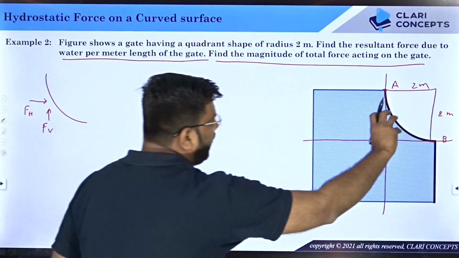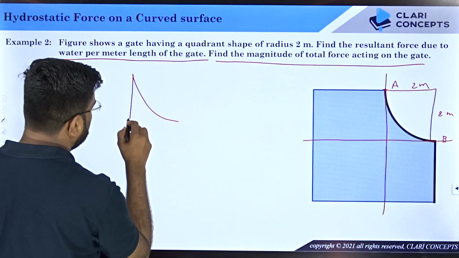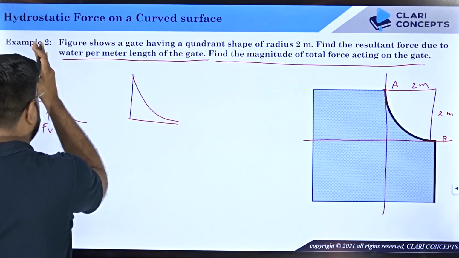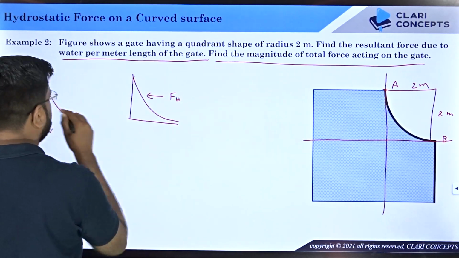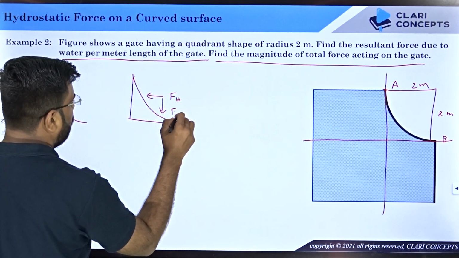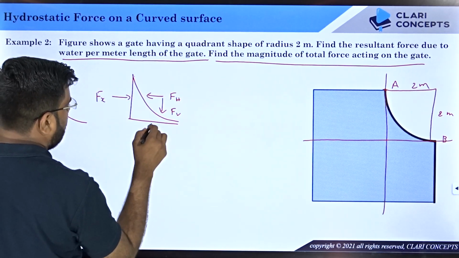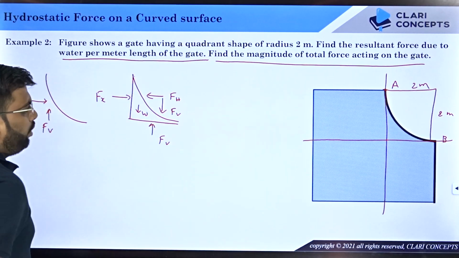But when you take the pocket of water outside, you will find something like this. So this water element, the surface will apply FH force on water element opposite to what it is on the surface, and FV over here, and this will have Fx for example, and this will have FV. Also you will have weight. Now simply you calculate all the values.